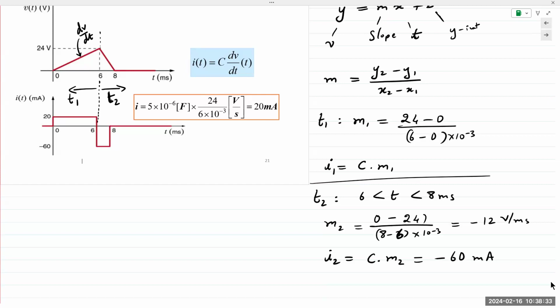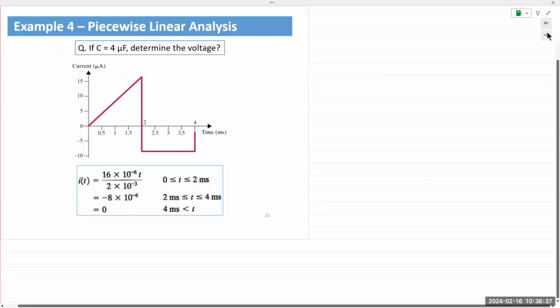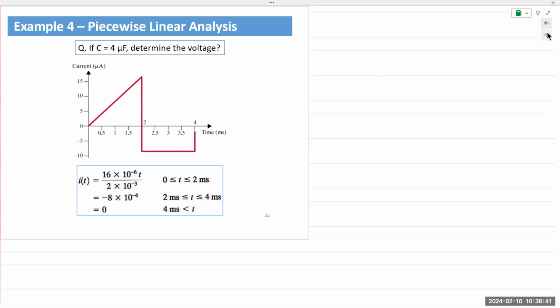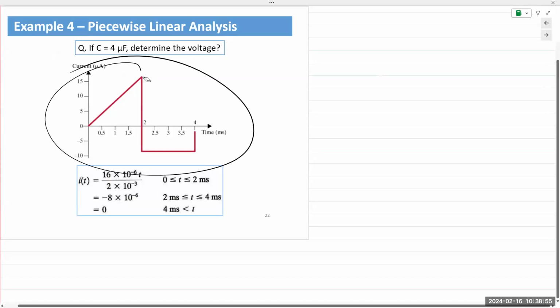Now let's look at the other side of this, where we integrate the current to find the voltage. So the question here is that a capacitor of 4 microfarads is applied a current, or you're given the capacitor current in this graphical form. What is the voltage?